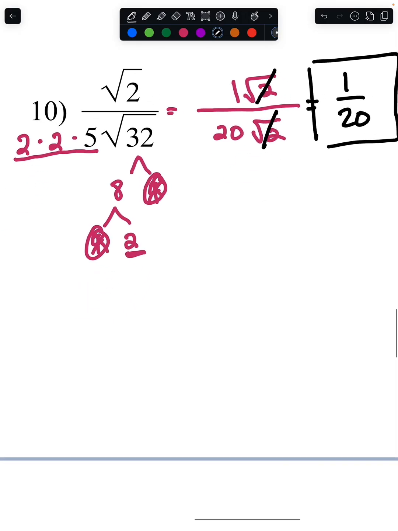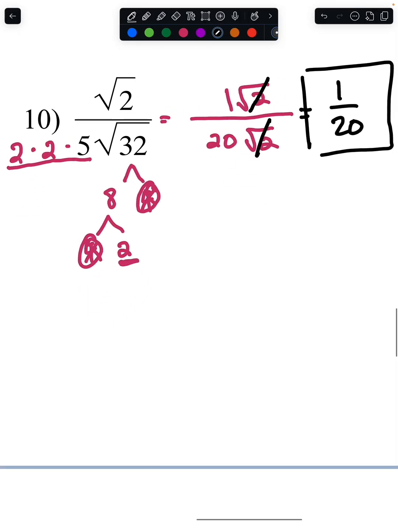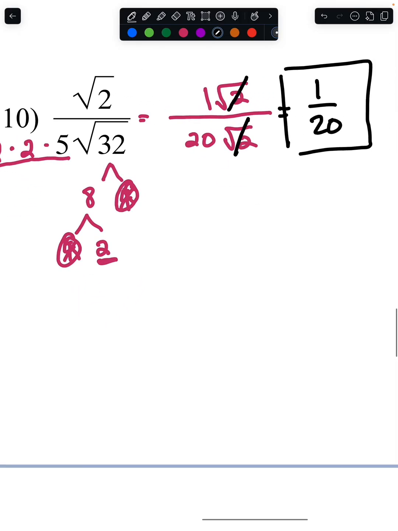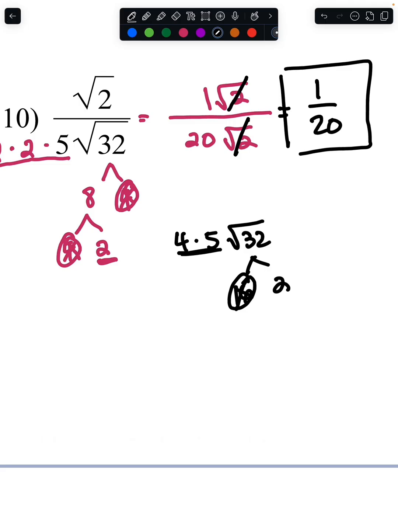Now, if you would have broken down 5 square root 32, you will still end up with, if you did this, 16 and 2, square root of 16 is 4. You still would have ended up with 20 on the outside and 2 under. So in case that's what you saw.